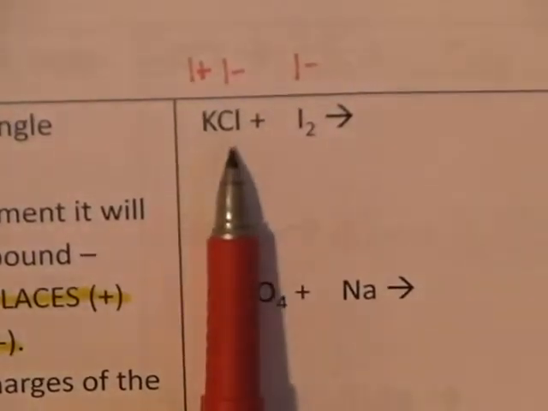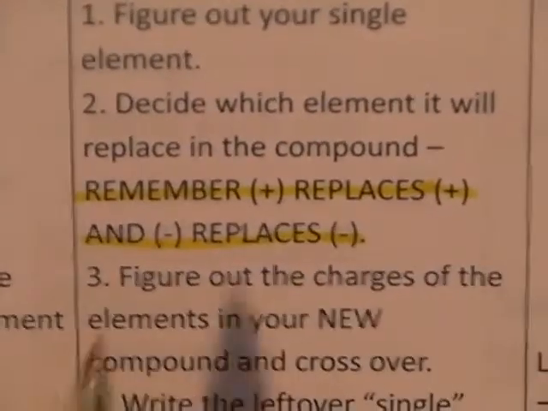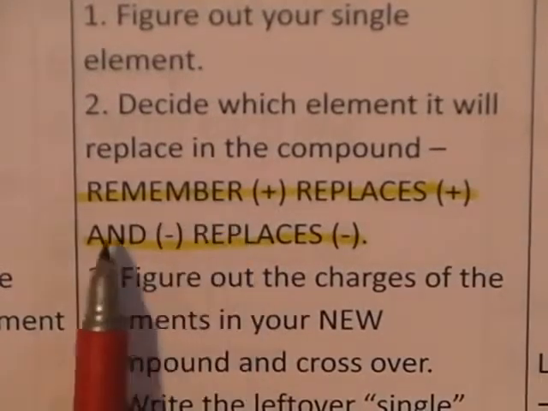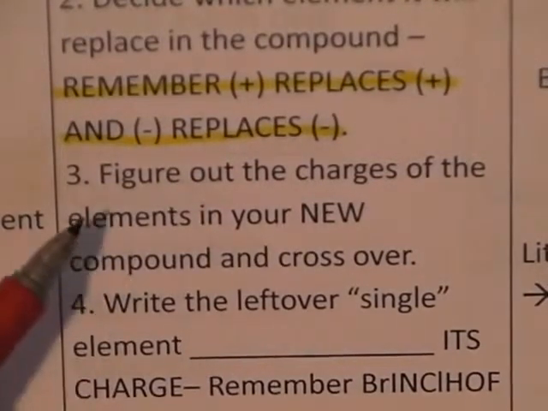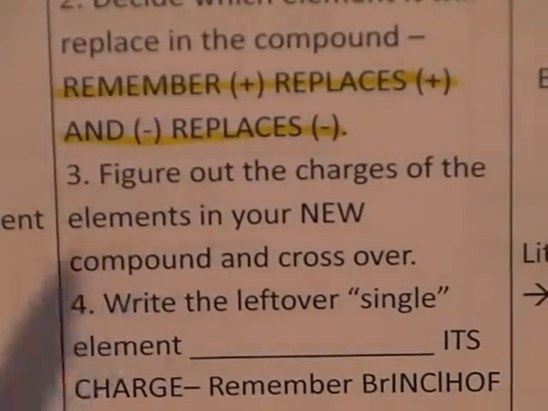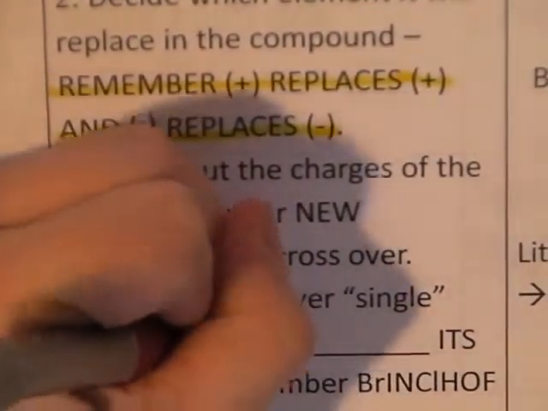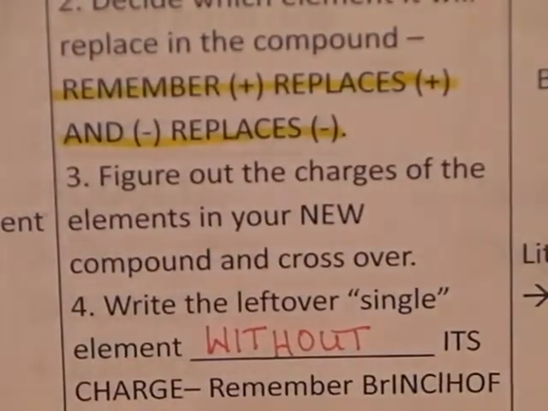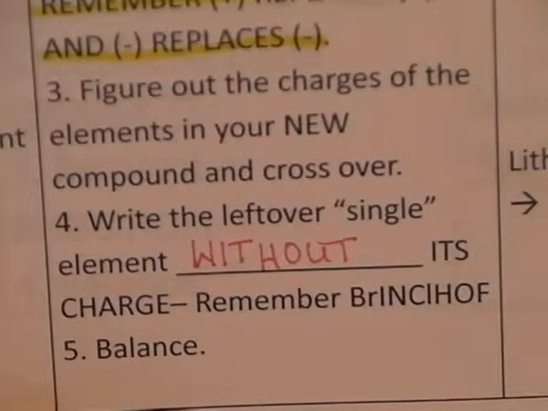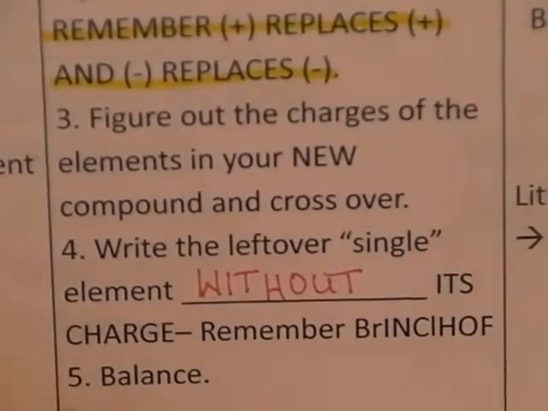Iodine is going to replace chlorine. So you will have K and I paired up and chlorine on its own. Okay, this is the most important thing to remember here. Positive replaces positive, negative replaces negative. Okay? Now figure out the charges of your elements in the new compound and cross over. Next step, write the leftover single element again. Now it's just an atom, so we're going to write it without its charge. And then, as always, remember Brinclhof and balance. All right, so we're going to finish those steps on this first example, and then do it for the next 2.